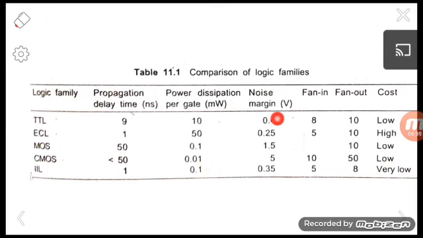The noise margin is 0.4 for TTL and 5 for CMOS. Noise margin is nothing but the noise immunity. The fan in for TTL is 8, that is, 8 devices can be connected to the input of a gate, but for CMOS it is 10. The fan out for TTL is 10, but for CMOS it is 50, larger than TTL. The cost is low for both families. So this is the comparison of the TTL and CMOS families. I hope all of you understand the basics of these two logic families.